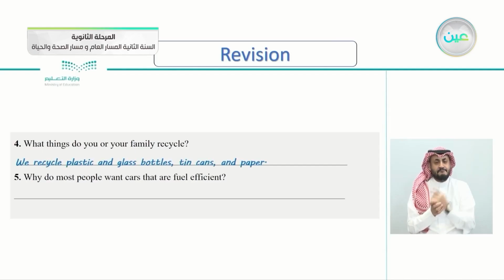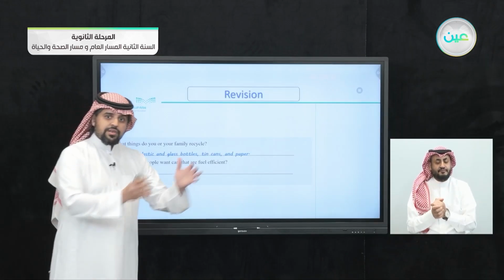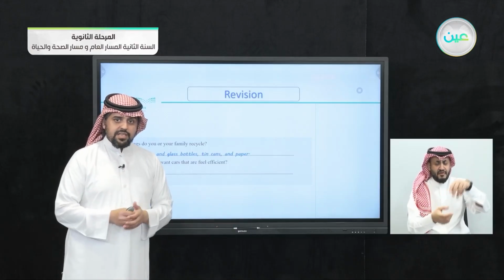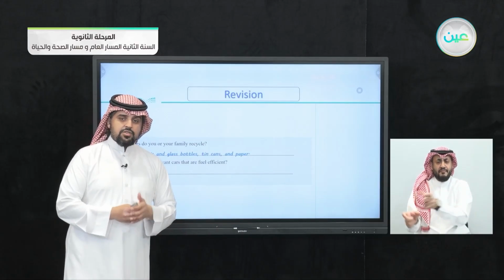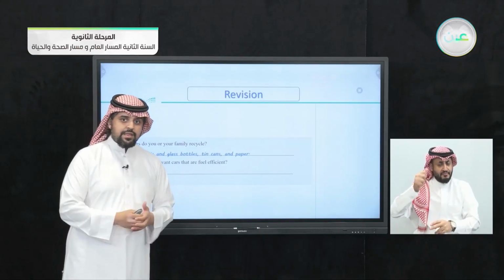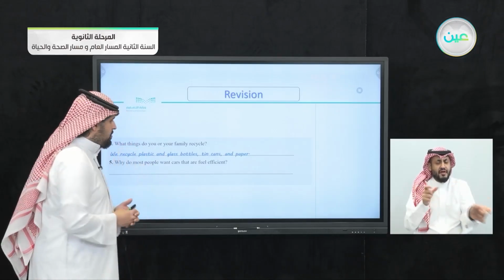Let's check the answer here. We recycle plastic and glass bottles, tin cans and paper. So of course, you can see some recycle bins, whether they are for plastic, paper or glass. So different materials, you put the correct material in the correct bin. So if you want to recycle plastic, paper or glass, there are these bins specified for this kind of thing.